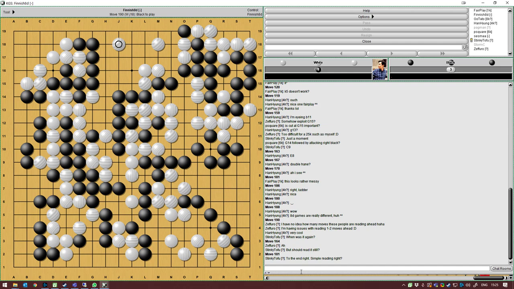So, simple reading, honestly, I didn't do much. Mostly, I'm doing reaction, if you know what I'm saying. So, for example, here, black pushes, he's going to cut me off. What am I going to do here? Okay, so I have to do this one. This is probably the best I can do because I fixed that problem.